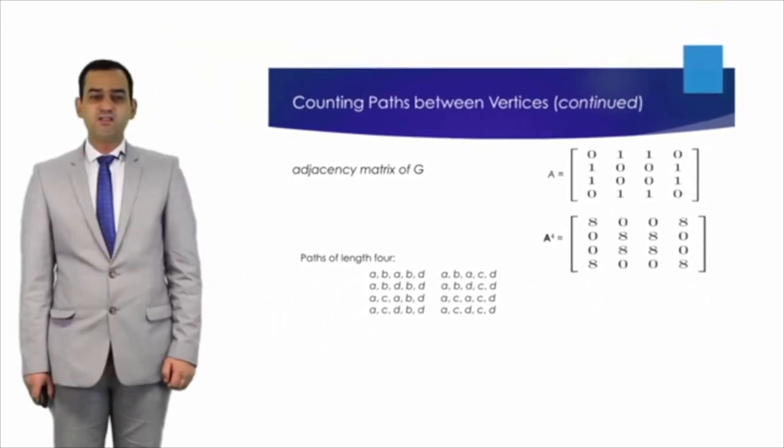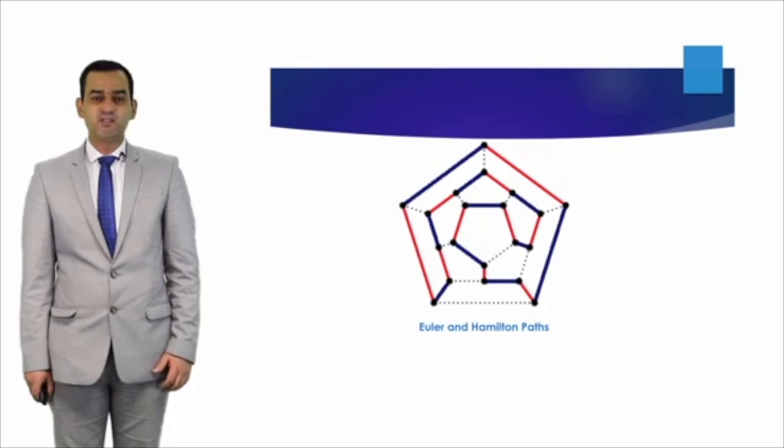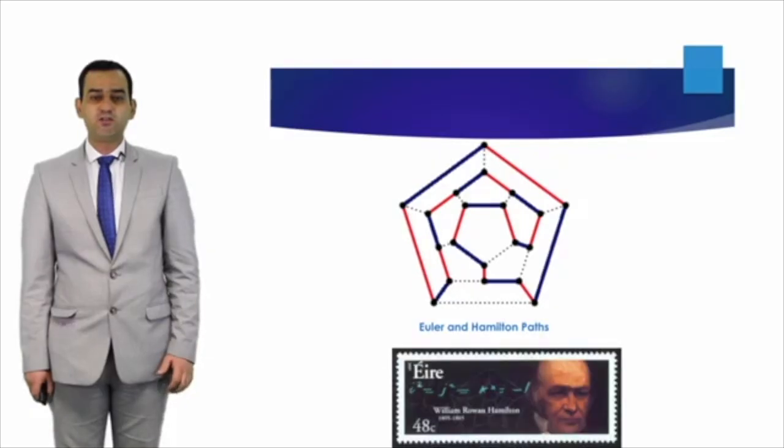So in this video, we discuss graphs, connectivity, and paths, connectedness in undirected graphs and directed graphs, paths and isomorphism, and then we discuss counting paths between vertices. In the next video, we are going to discuss a very important problem, which is Euler circuit and Hamilton circuit.